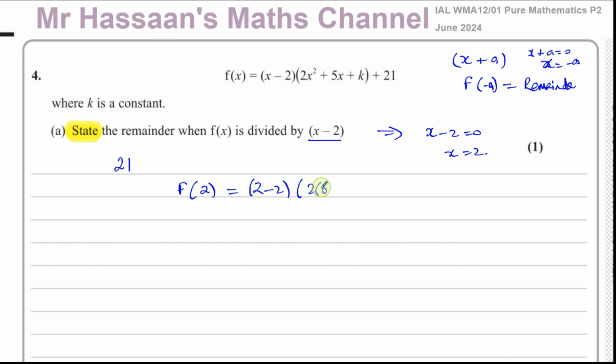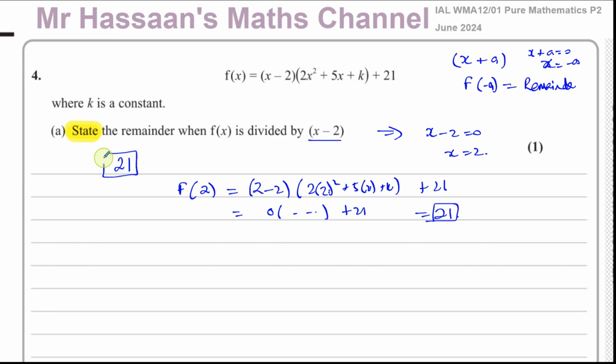But you could say 2 minus 2, times 2 times 2 squared plus 5 times 2 plus k, plus 21. Well, this is 0 times something, and 0 times anything is 0 anyway. So we don't even have to calculate what this is. This is going to be 0 times whatever, plus 21. So that's going to give you 21. So the answer is 21.